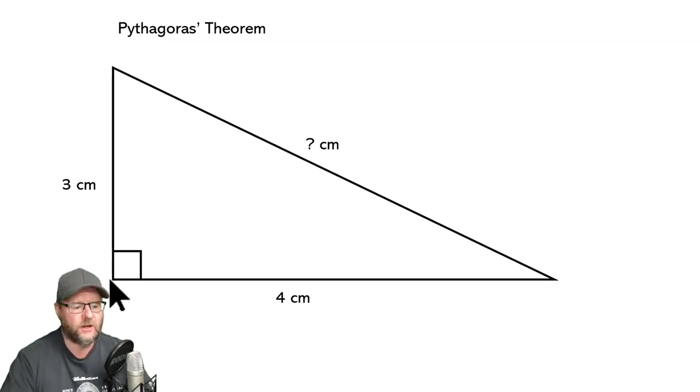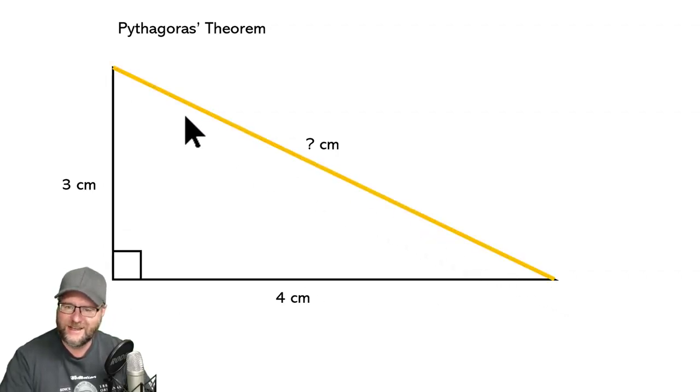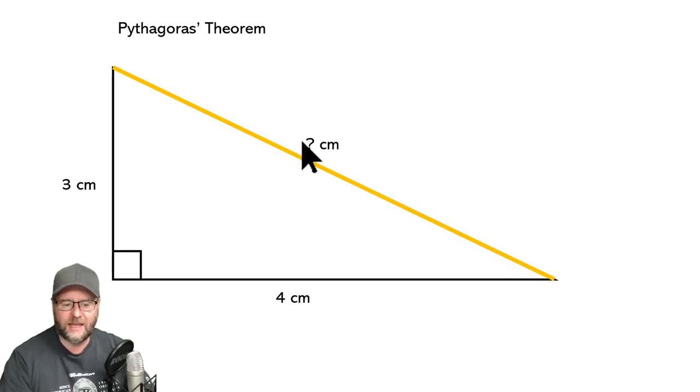Here's our right angled triangle. We've got a length for this side and a length for this side, but we don't have a length for this side. This is our hypotenuse. It's the longest side of a right angled triangle. It's also the one that's opposite the right angle. Now we are going to calculate the actual length of this side.